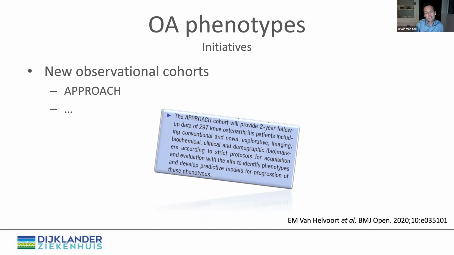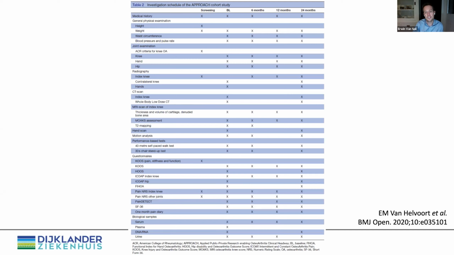These patients are followed up for 2 years, and this table shows the extensive data that are collected from these patients on many domains, on the knee joint itself, but also on other joints. It also directly shows the limitation of this approach. How can we translate this into clinical practice?